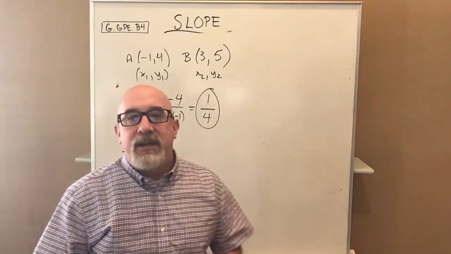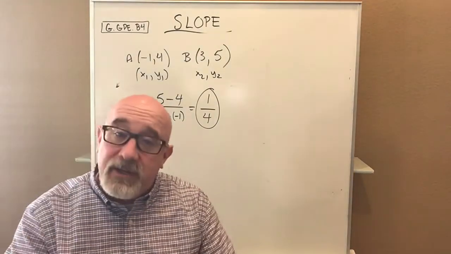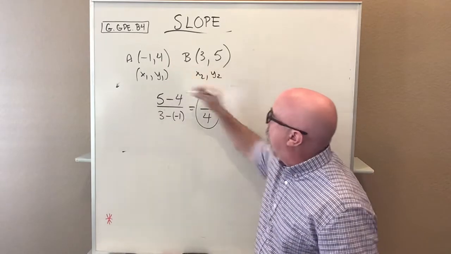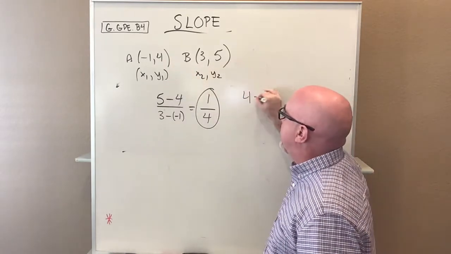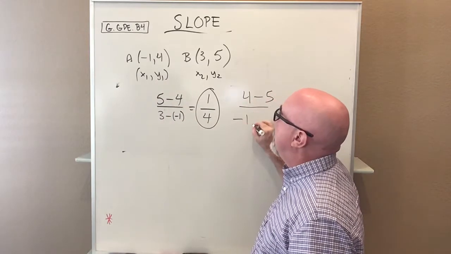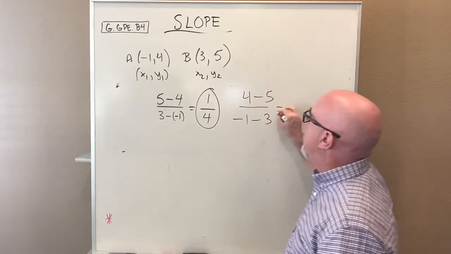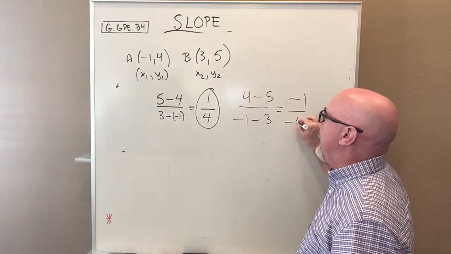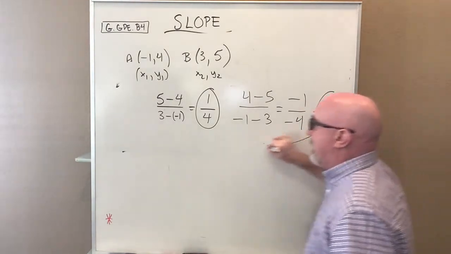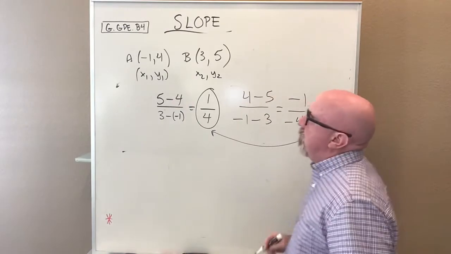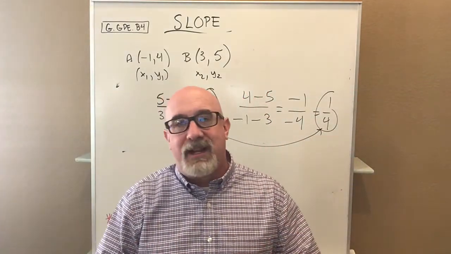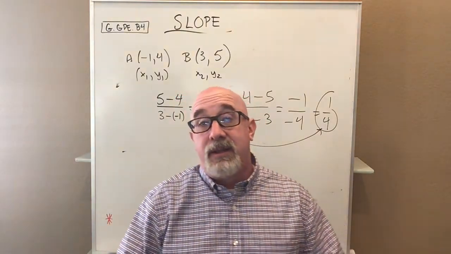So when we calculate slope, let's show you that it comes out to be the same. So let's do it the other way. Had we done it 4 minus 5, negative 1 subtract 3. I get negative 1 over negative 4, which equals 1/4, and we get the same value. So slope is a fairly easy thing to calculate. You got to keep track of your negatives, but that's about the only thing that you got to worry about there.